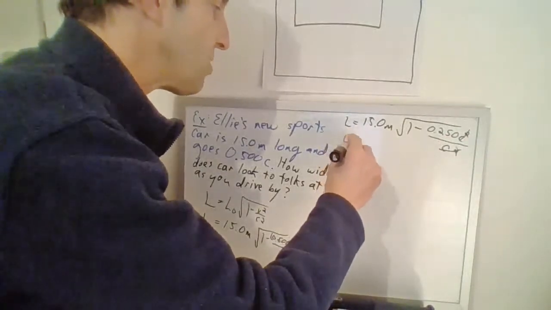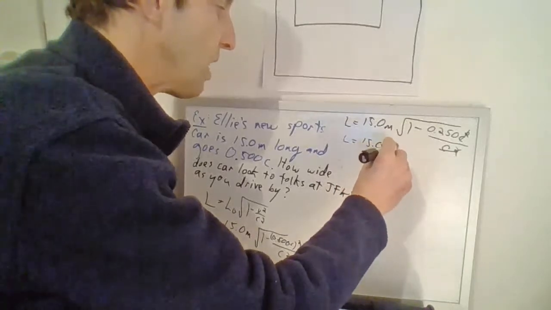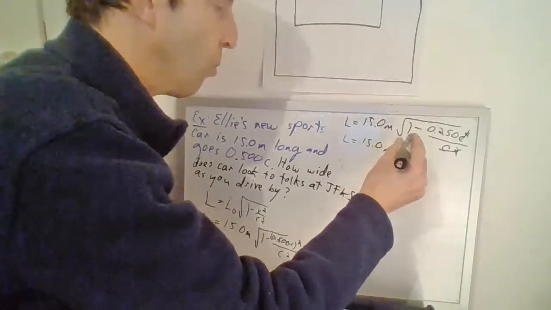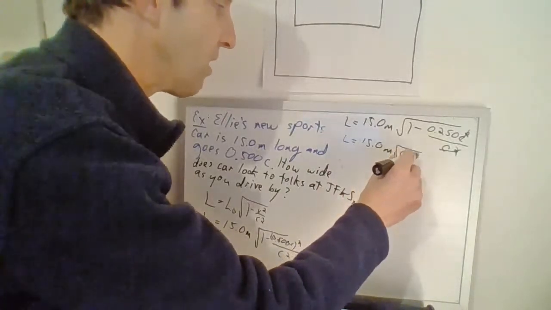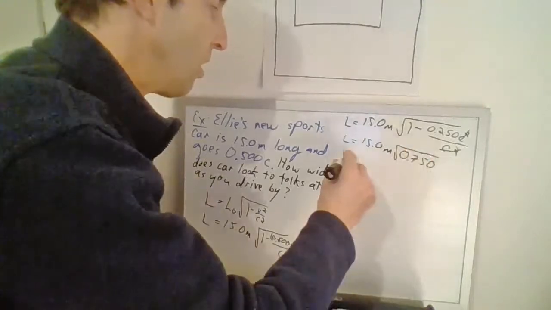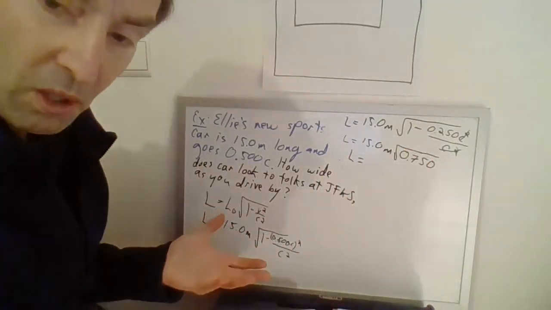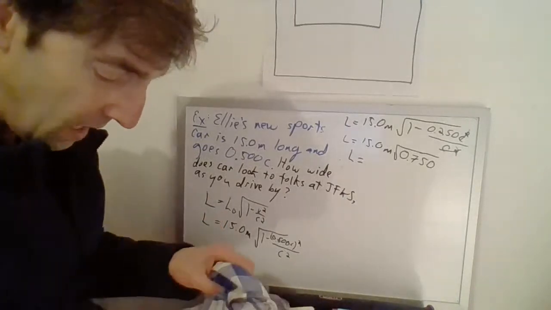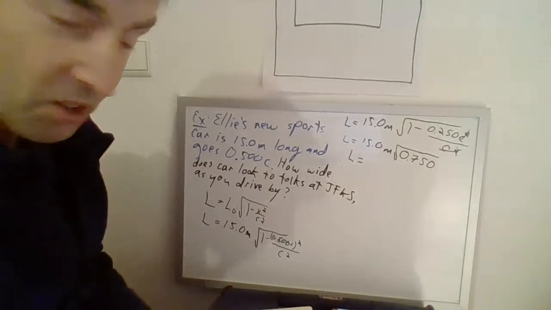So let's do this then. It's 15.0 meters times the correction. So 1 minus 0.25 would be the square root of 0.750. Okay, and Ellie, I will let you punch that out, and let's see if we agree with what the book got for what happens to your stretch limousine as you cruise by the school.